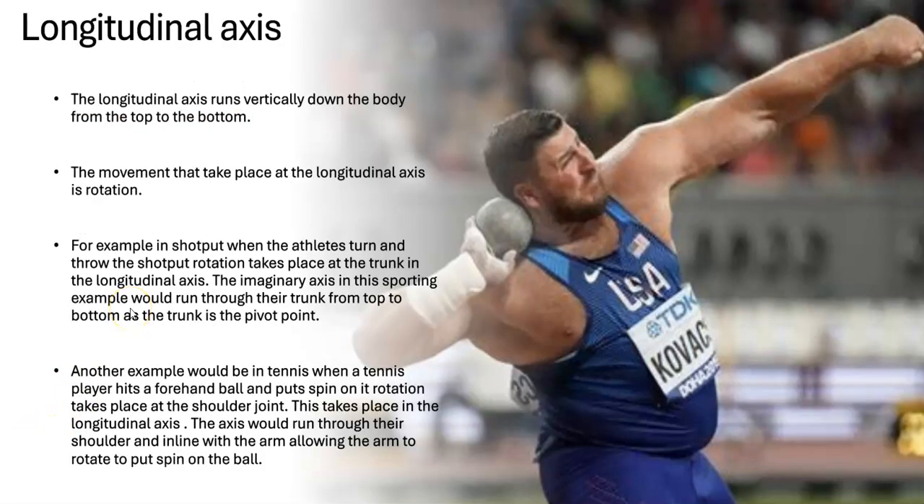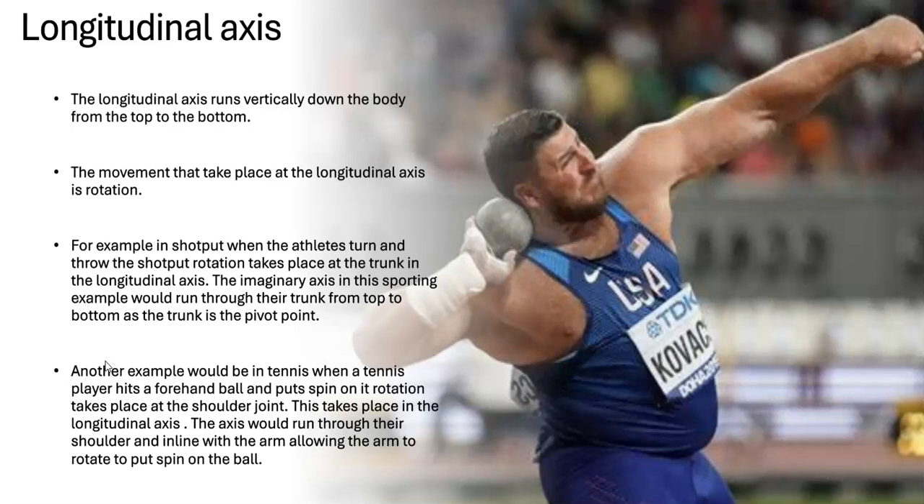Longitudinal axis. The longitudinal axis runs vertically down the body from top to bottom. The movement that takes place at the longitudinal axis is rotation. For example, in shot put, when the athlete turns and throws the shot put, rotation takes place at the trunk and the longitudinal axis. The imaginary axis in this sporting example would run through their trunk from top to bottom, as the trunk is the pivot point.